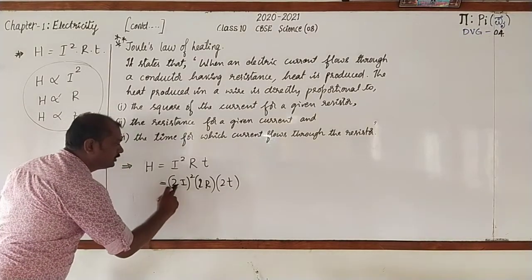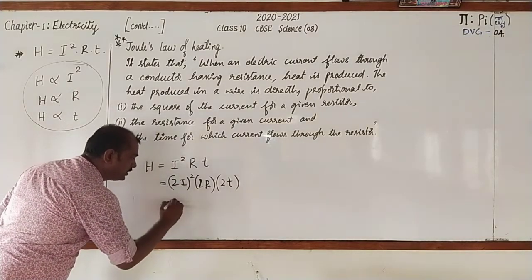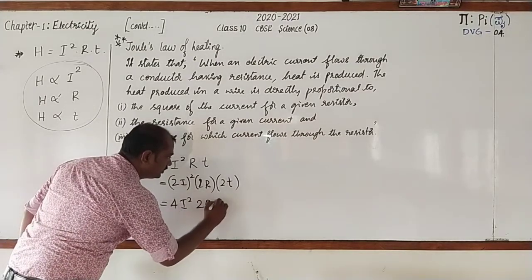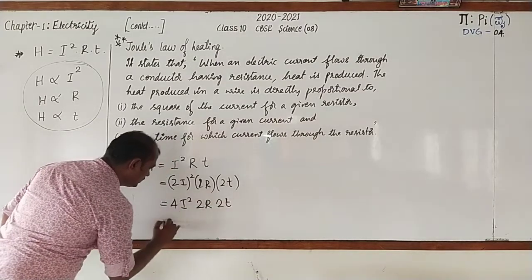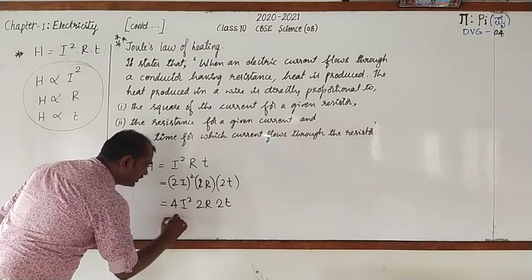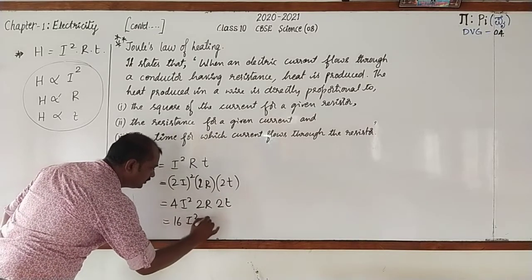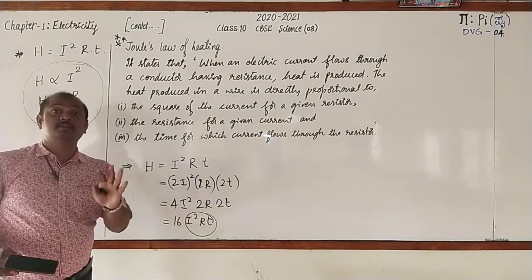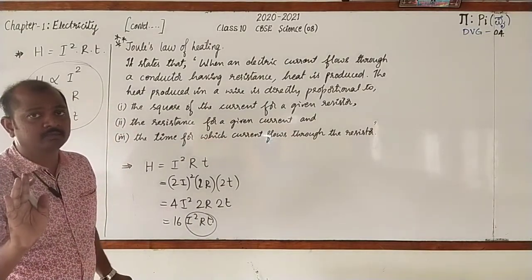Here you can write, see, (2I) whole square. 2 square is 4I square. Then this is 2R. This is 2T. 4 2s are 8. 8 2s are 16. I square into R into T. Observe it. Heat energy increases by 16 times.